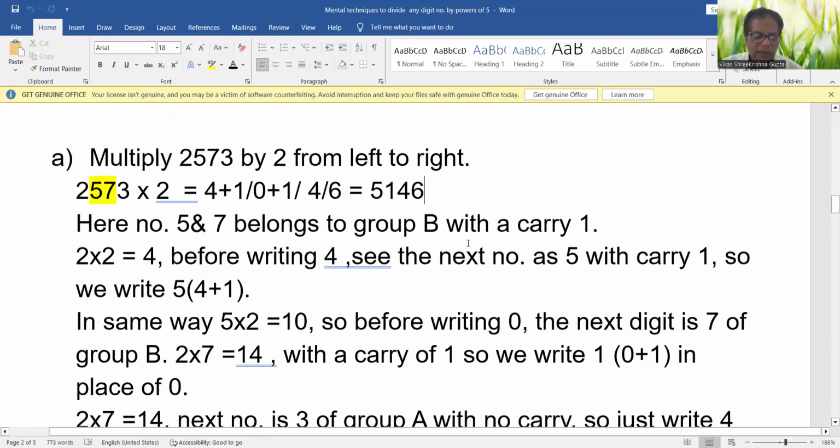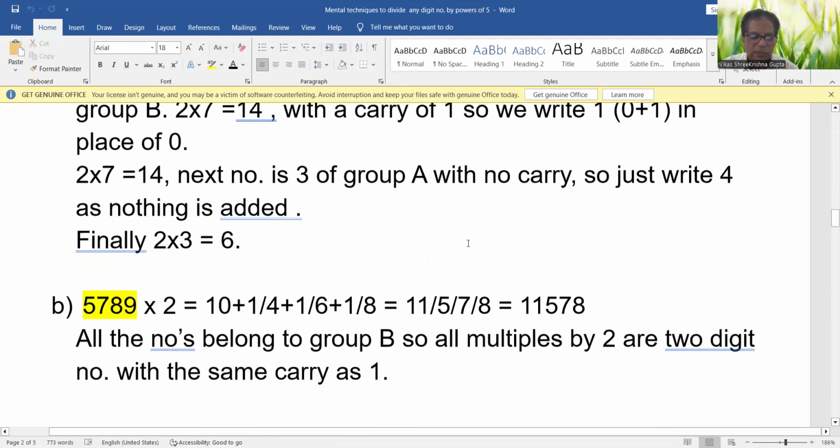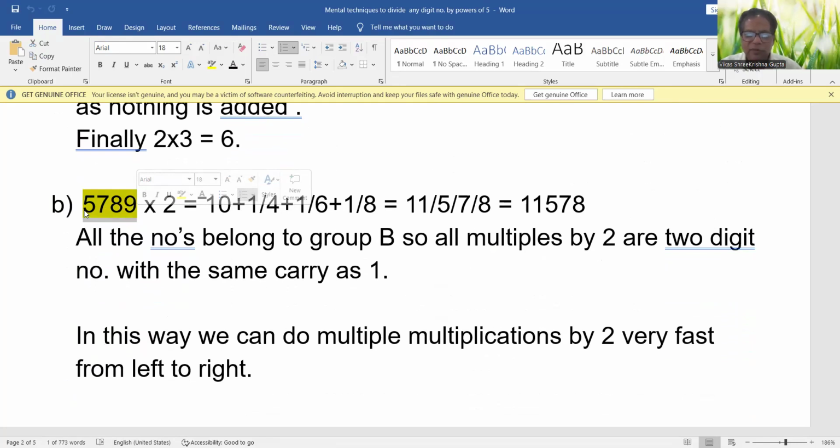without any writing. Now I'll explain all this. Suppose I have to multiply 5, 7, 8, 9 by 2. Now here you see all the numbers belong to group B, where when you multiply these numbers, you get a carry. So it means every time you have to add the carry 1 before writing the number.